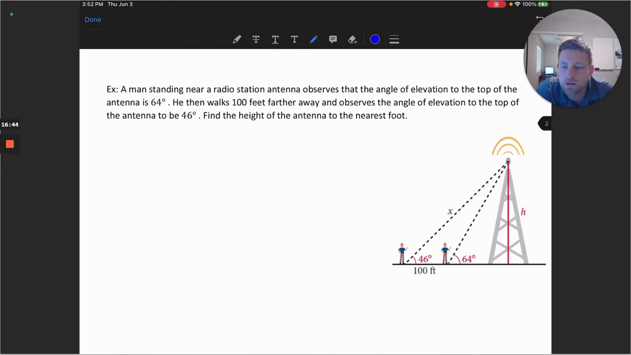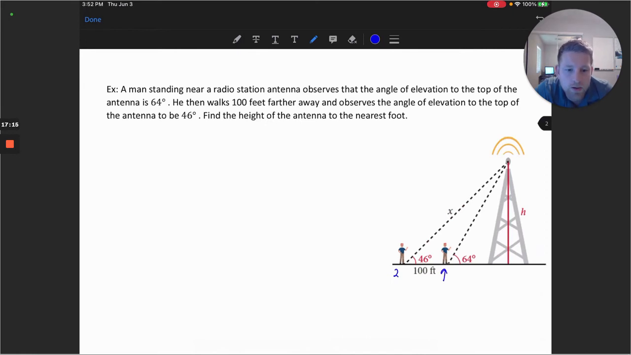All right, so let's consider. A man standing near a radio tower antenna observes that the angle of elevation to the top of the antenna is 64 degrees. That's this first placement right here. He then walks 100 feet further away, and observes that the angle of elevation to the top of the antenna is 46 degrees. That would be our second position right here. Find the height of the antenna to the nearest foot.